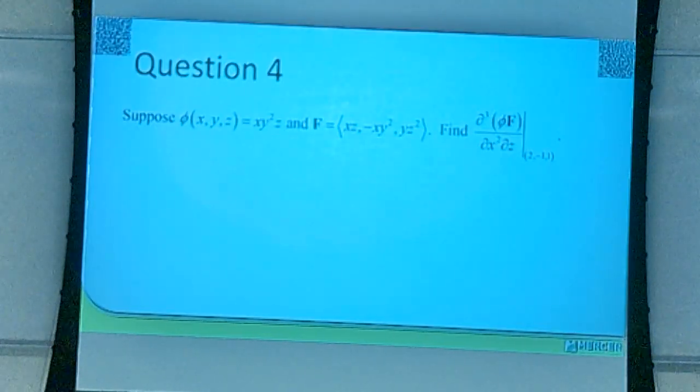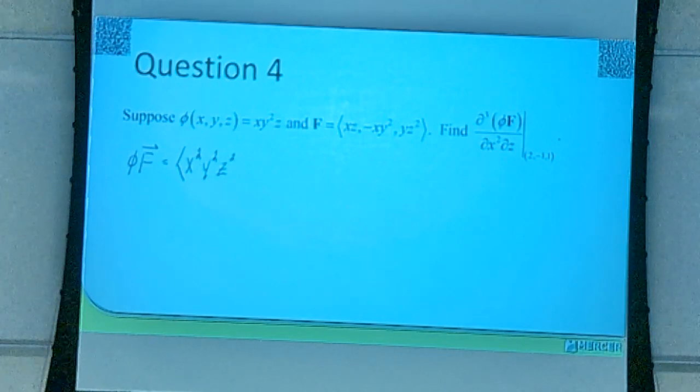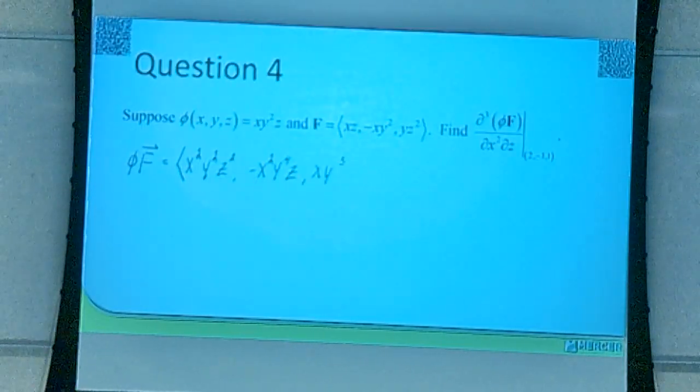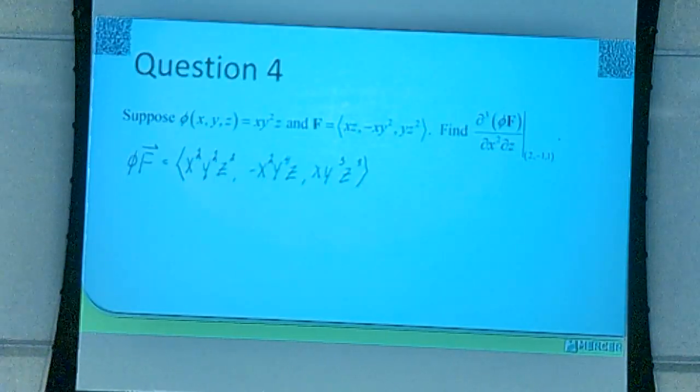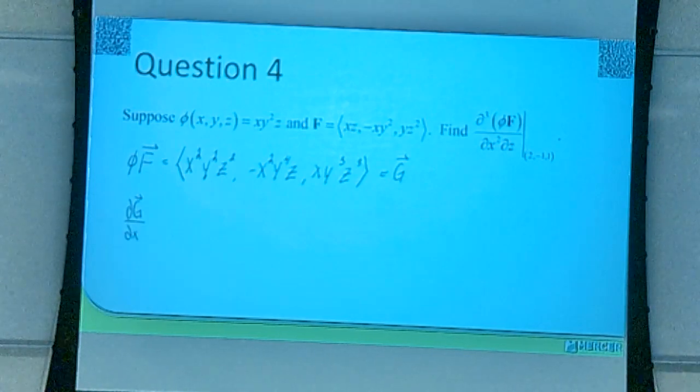First thing I'm going to do is rewrite f instead of using the chain rule. x squared y squared z squared, negative x squared y to the fourth z, x y cubed z cubed. Is that right? And just so I don't have to keep writing, I'm going to call that G. So let's start with partial G, partial x, even though they want us to do z first. What do you get?